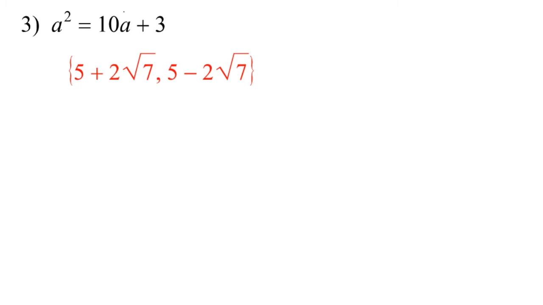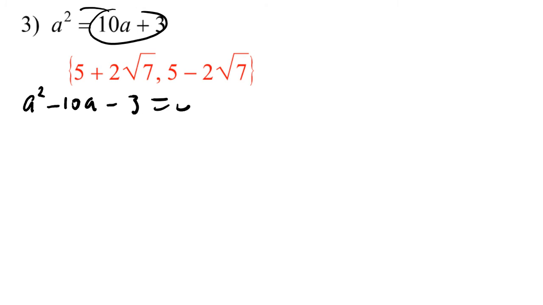So that means everything needs to be to one side. So then you get a squared minus 10a minus 3 equals 0. Doesn't matter what side, but everything needs to be to one side. Then you need to figure out what your terms are. So a equals 1, b equals negative 10, and c equals negative 3.